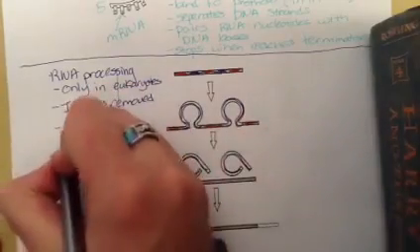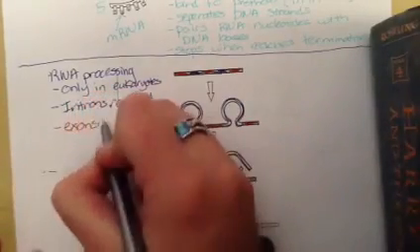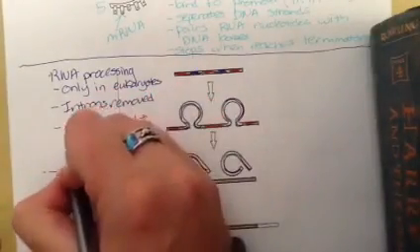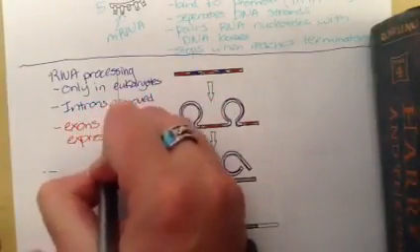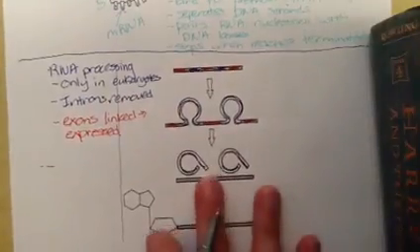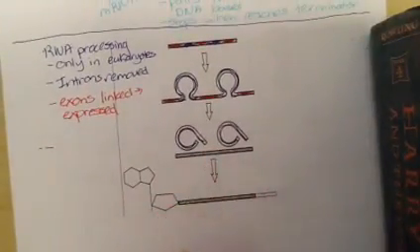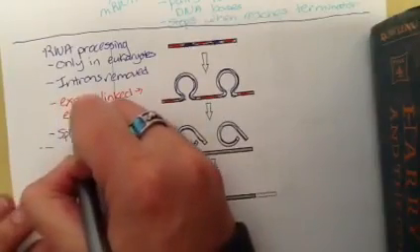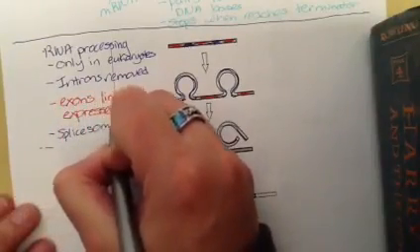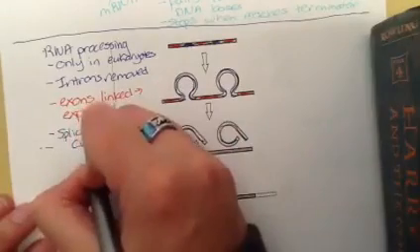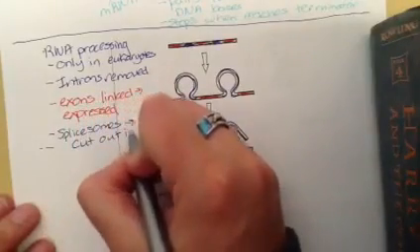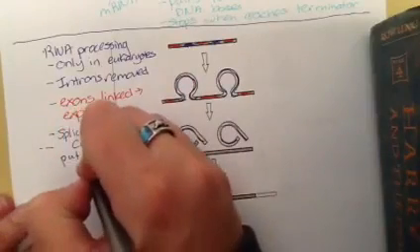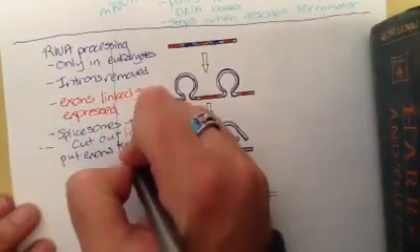And the exons are then linked together. I always remember it this way: exons are expressed. So that's how you know what stays in. That's all done by spliceosomes. They cut out introns and put exons together.